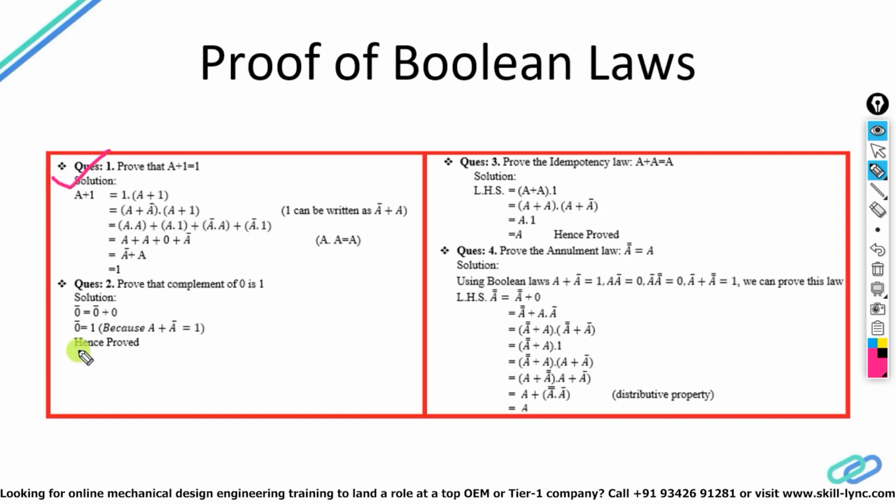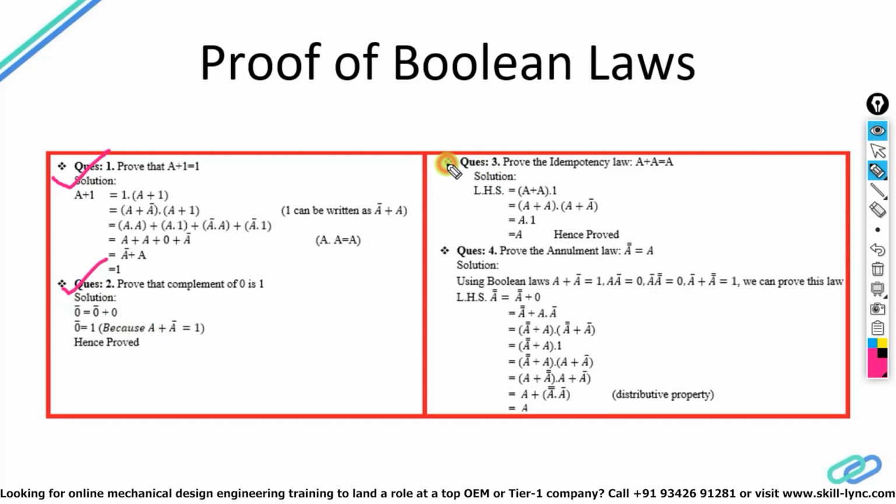After that, the next is to prove that the complement of 0 is 1. It is very easy. I am just taking this 0, and 0 can be written as 0 bar plus 0, just like A bar plus A. And 0 bar equal to 1, hence it is proved.